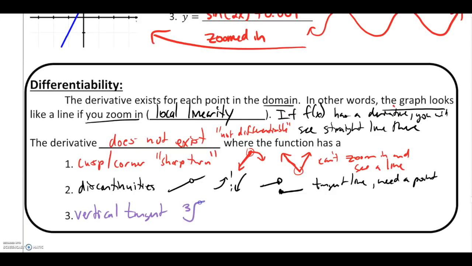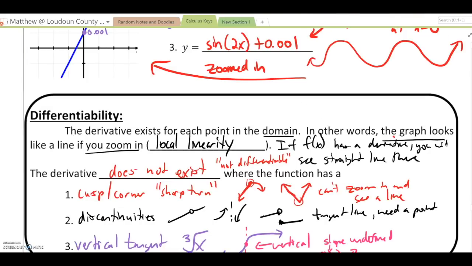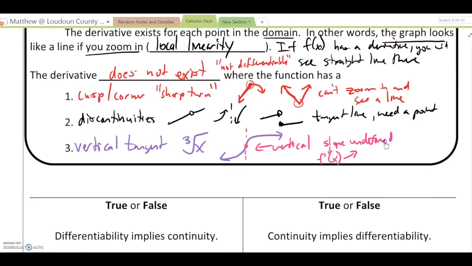Now the most common example is a cube root graph, which looks something like this. And on that graph, there's a point where the graph turns, and for a moment in time goes completely vertical. And from our algebra knowledge, we know any spot that could be modeled with a vertical line has a slope that is undefined. Or for us, that would mean that our derivative is undefined.